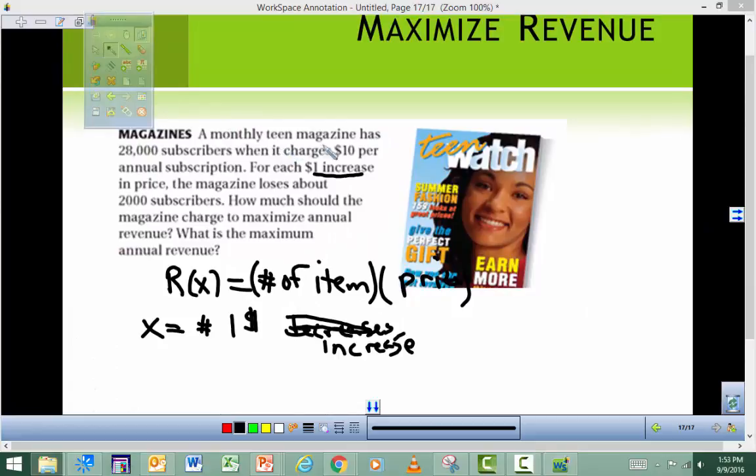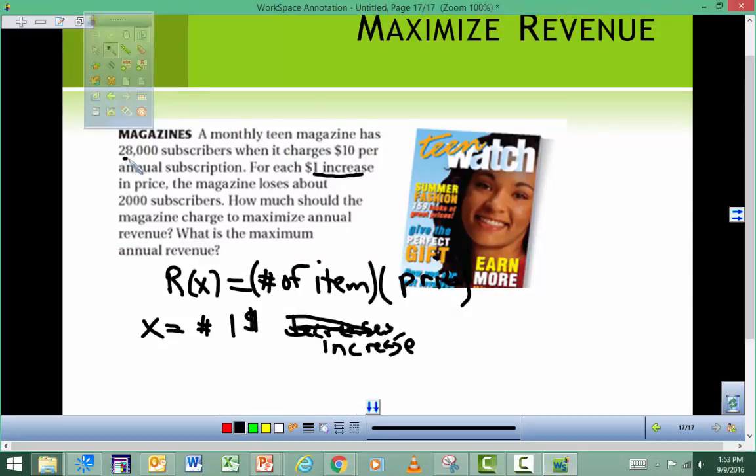Let's look at this. It says a monthly teen magazine has 28,000 subscribers when you charge $10. What if we increase the price and change it to $11? We might lose some customers, right? In fact, we lose 2,000 subscribers. So, what would happen on this particular problem?